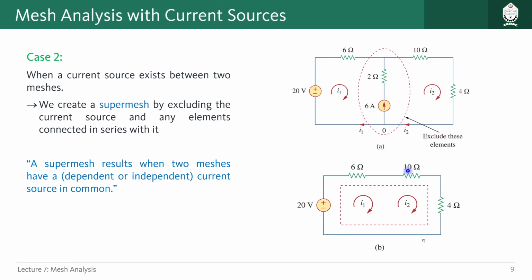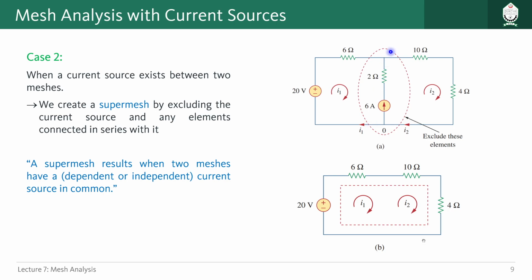Now for case 2, the calculation becomes quite difficult because we have to form a super mesh, exactly like your super node in the previous discussion in nodal analysis. So this happens when a current source exists between two meshes. Like in this circuit here you see we have a current source. This is existing between these two meshes, mesh 1 and mesh 2. As a result, the problem is we cannot actually measure the voltage drop across this current source. We don't have any information for that.